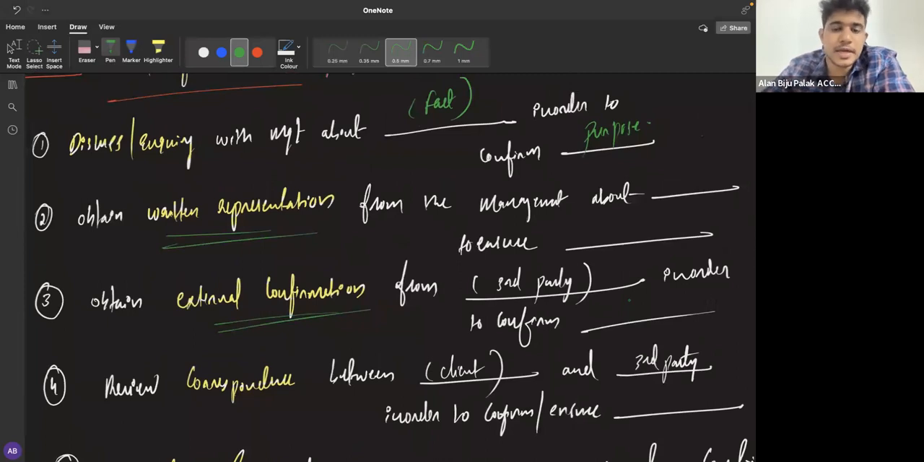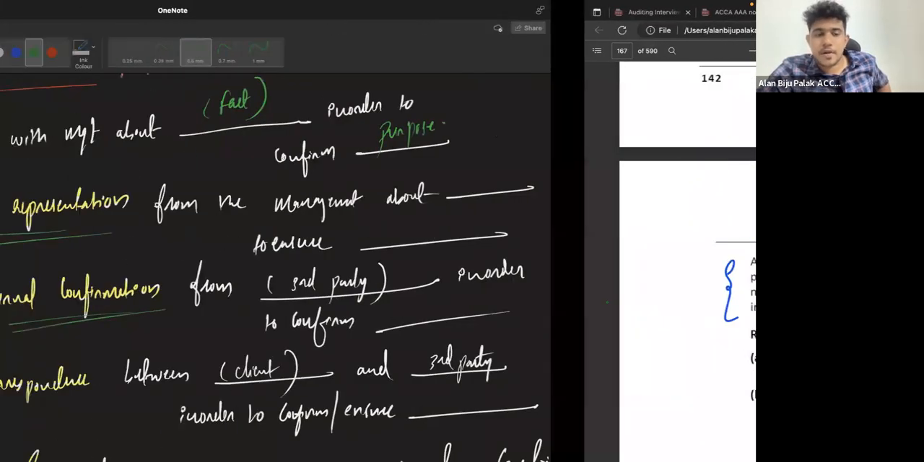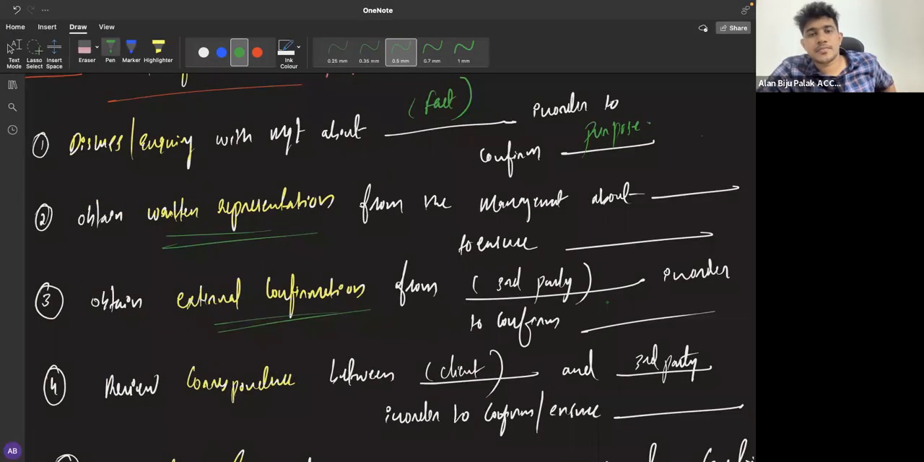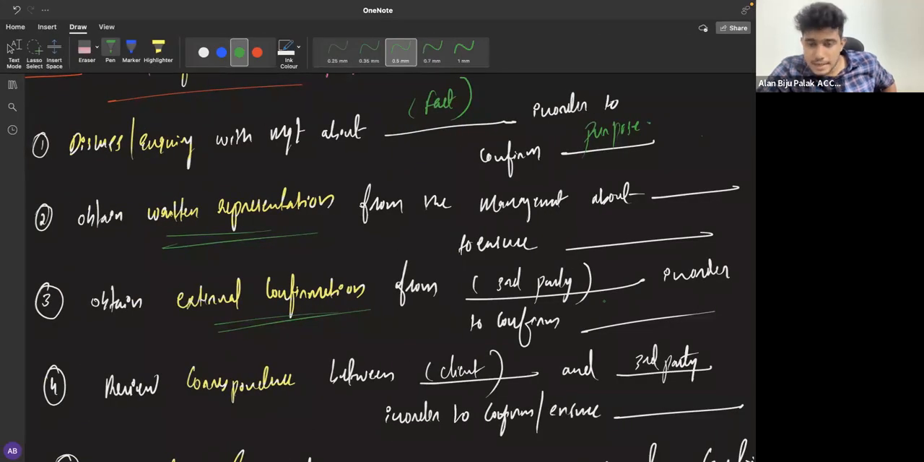Any correspondence. Correspondence means it's a communication between two persons. So, if you have a correspondence, you can... Employee and company. Review correspondence between the company and the employees in order to understand whether the company has made announcement of redundancy to the employees. Clear?